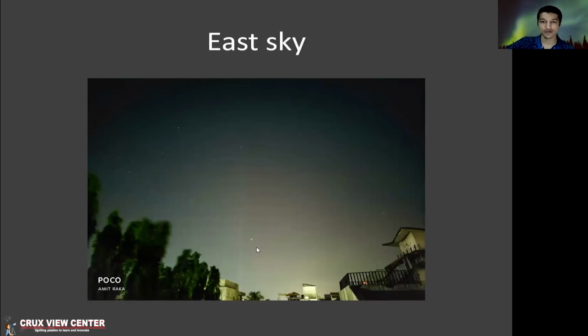Again, eastern sky. Here you can see this is planet Mars, and this is my eastern sky. And we can see other stars and constellations and so on. But again, if you see over here, this building is crisp and sharp. Why? Because the building doesn't move.